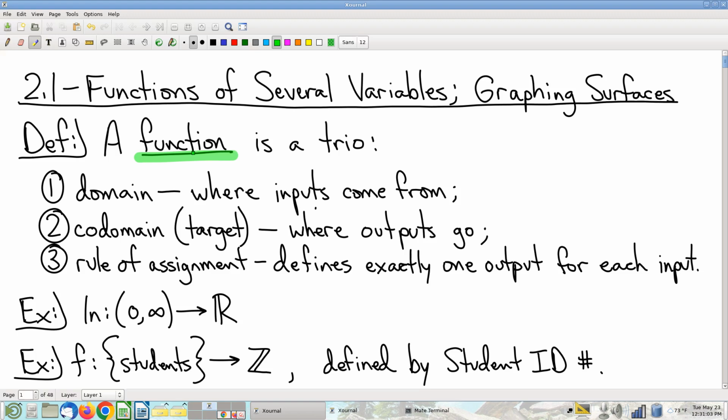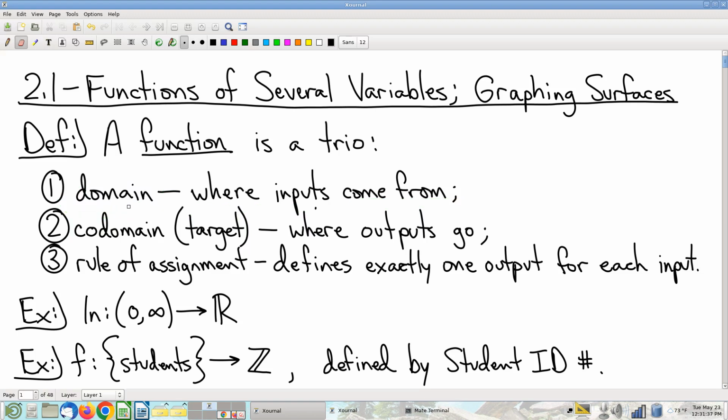So the first thing to realize about a function, it's a trio. It's not just a formula. It's 3 things together, one of which is the formula. So what we're going to refer to here is the rule of assignment. Given an input exactly, how do you compute or determine the output? So again, very often this is a formula. But note in particular also, part of the definition of a function is what the domain is. Where are you getting your inputs from that you're going to be plugging into this function?